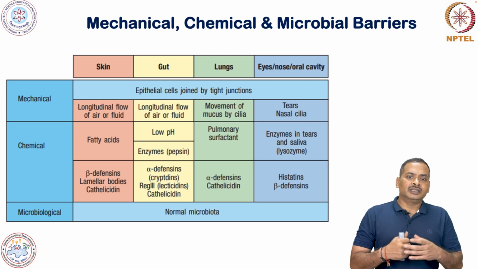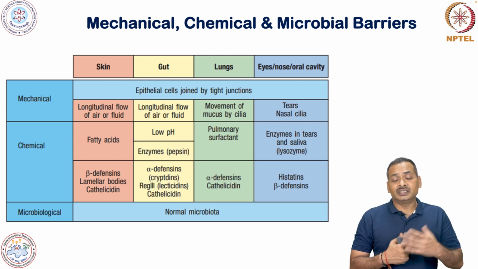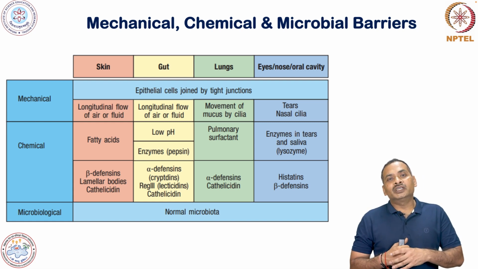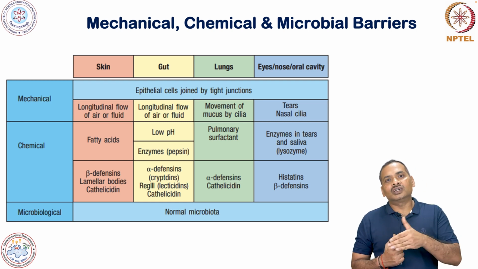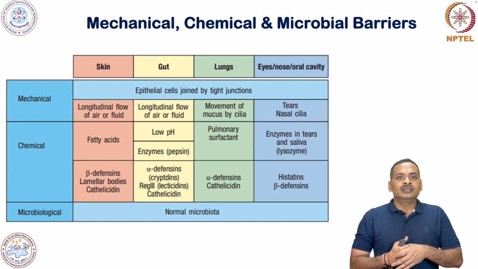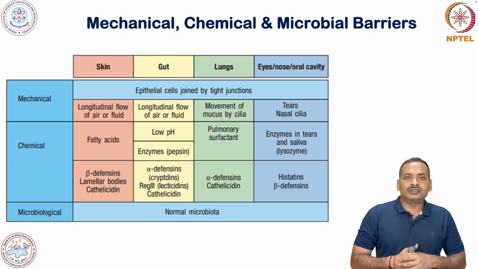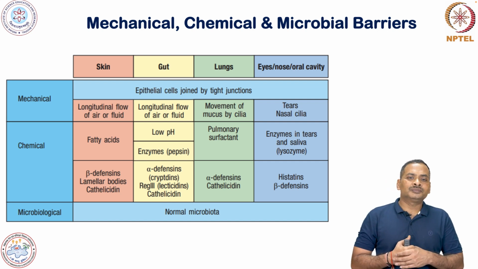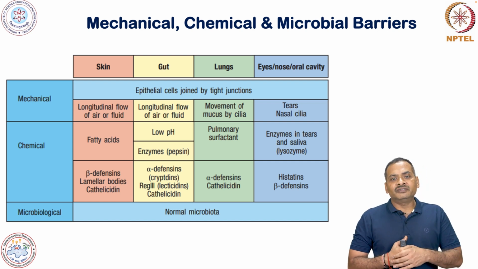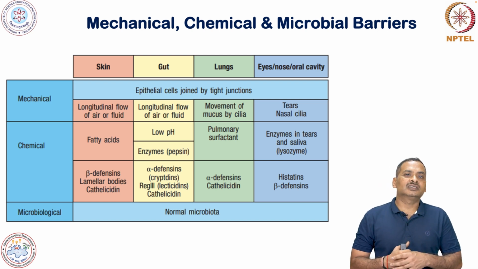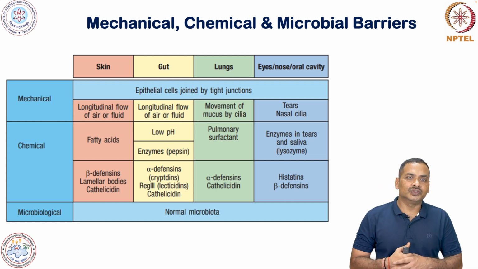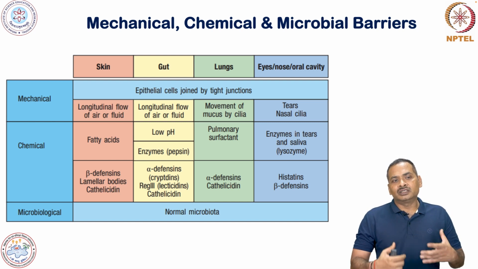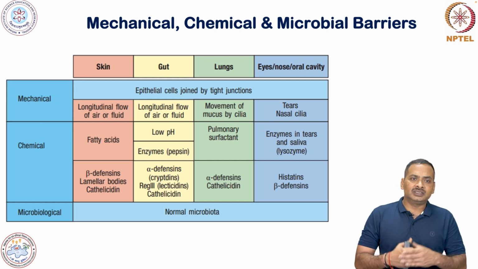In eyes, nose and oral cavity: in eyes there is tear. This tear keeps flowing and keeps a kind of layer over our eyes, and this tear consists of lysozyme, as maybe you have studied. In the nasal cavity, the nose, there are cilia which keep on moving. So, this provides a kind of mechanical barrier. There is a chemical barrier in these places too.